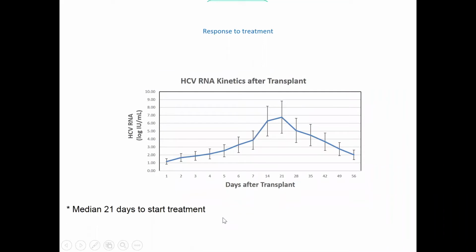And this just shows the viral load. On the x-axis is the days after transplant, and the y-axis is the log viral load. And you can see the viral load does become positive pretty early post-transplant and rises relatively quickly. So you're at about 4 logs by day 7 after transplant. And then once you start treatment here at day 21, you can see it goes down quite nicely.